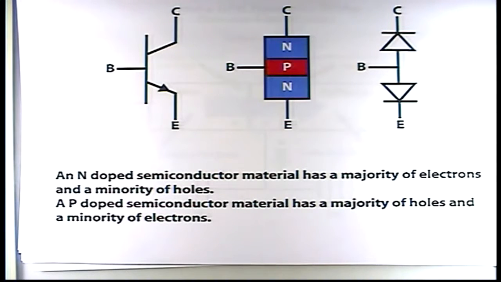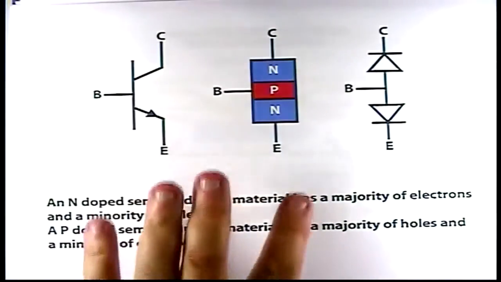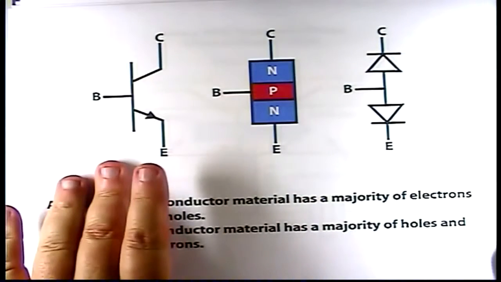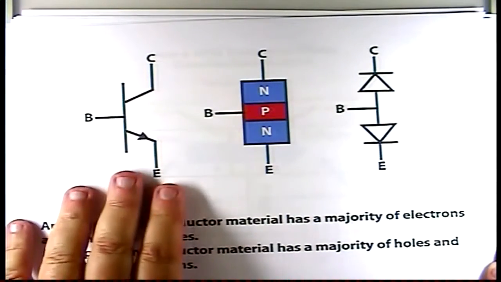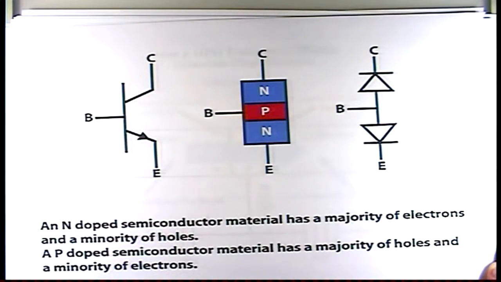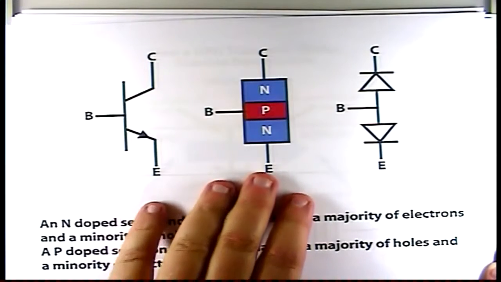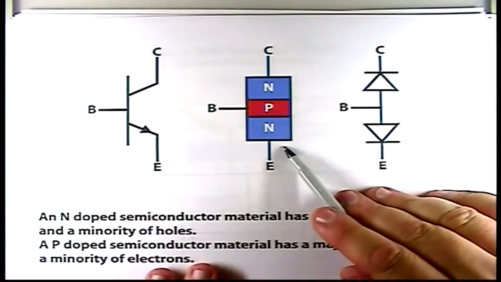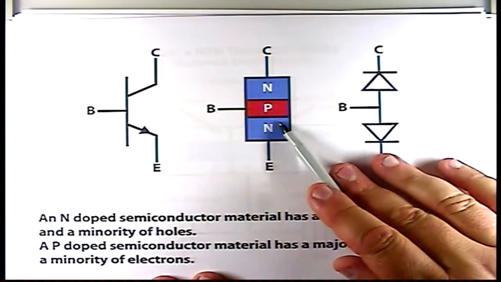Again, just to go over it again, here's another drawing that shows a transistor as the schematic symbol. Here's a transistor as a schematic symbol. Here's a transistor as a drawing showing the actual construction of the silicon or germanium. And here's the same transistor shown as two diodes.